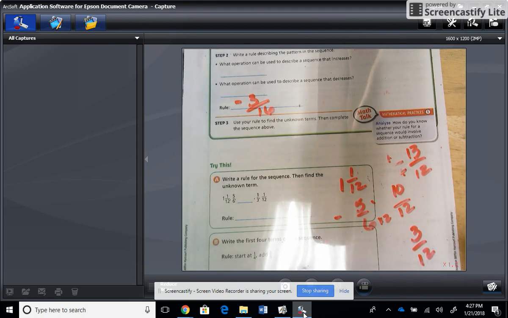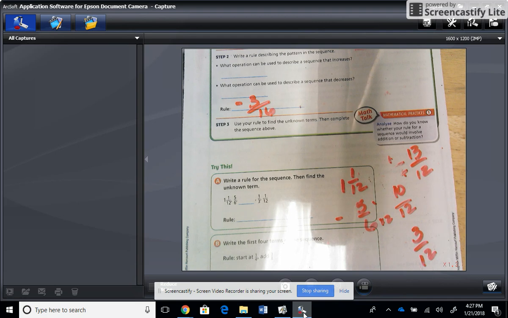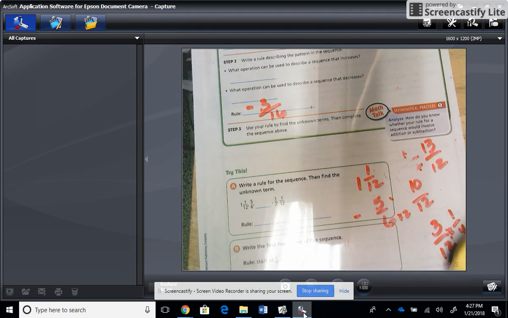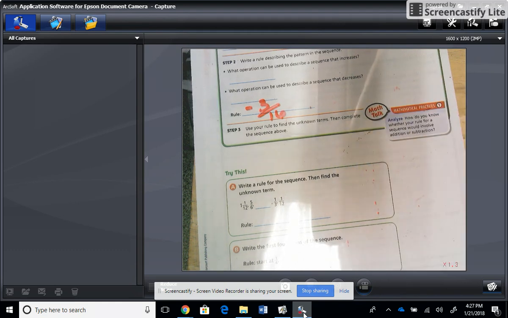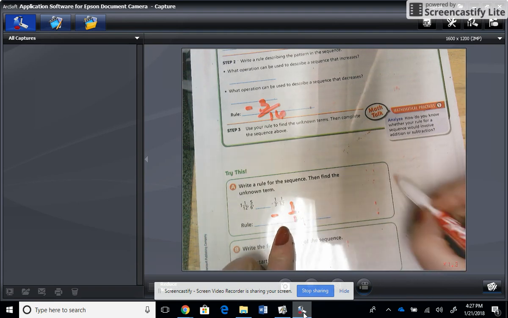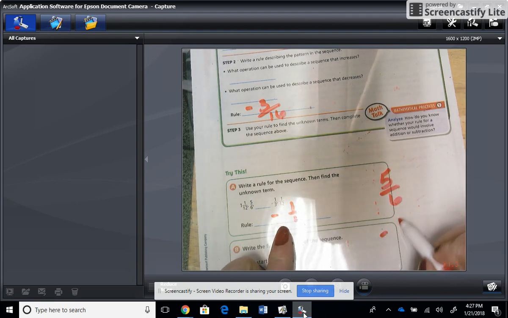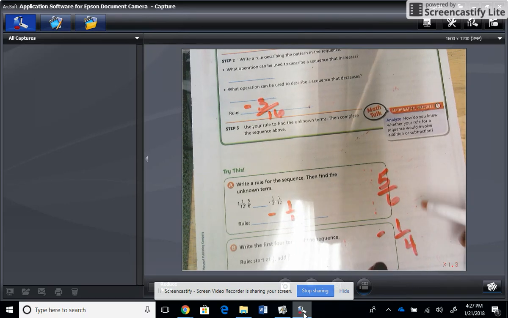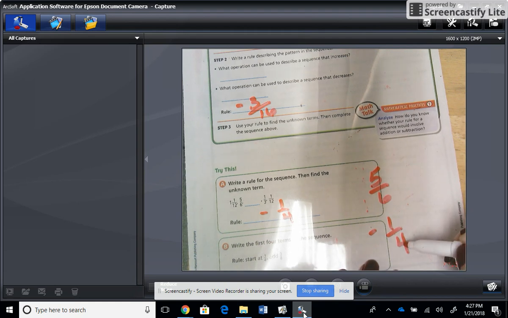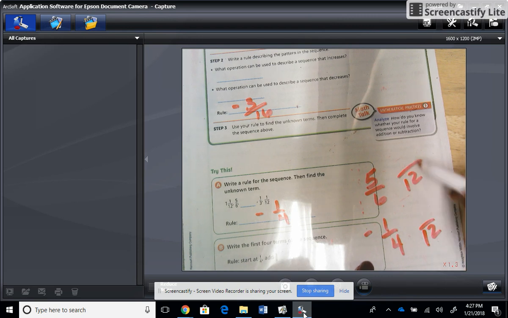But if I look at this, can I simplify this? I certainly can. So if I simplify this, I can divide them both by 3, and what do I get? 1/4 if I divide them both by 3. So I am subtracting, or my rule is minus 1/4. So if I know that's my rule, I have 5/6 subtracted by 1/4, and I've got to find a common denominator, and I know my multiples pretty well. So 4, 8, 12. Well, 6 can go into 12. So my common denominator is 12.